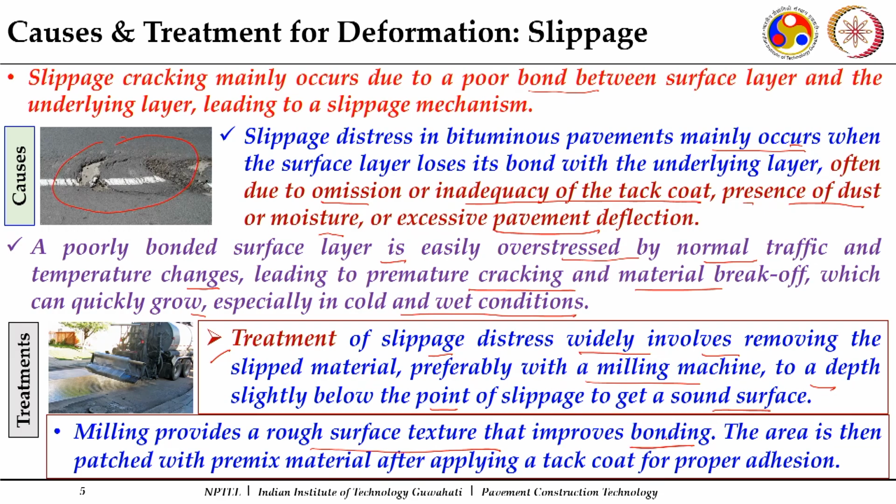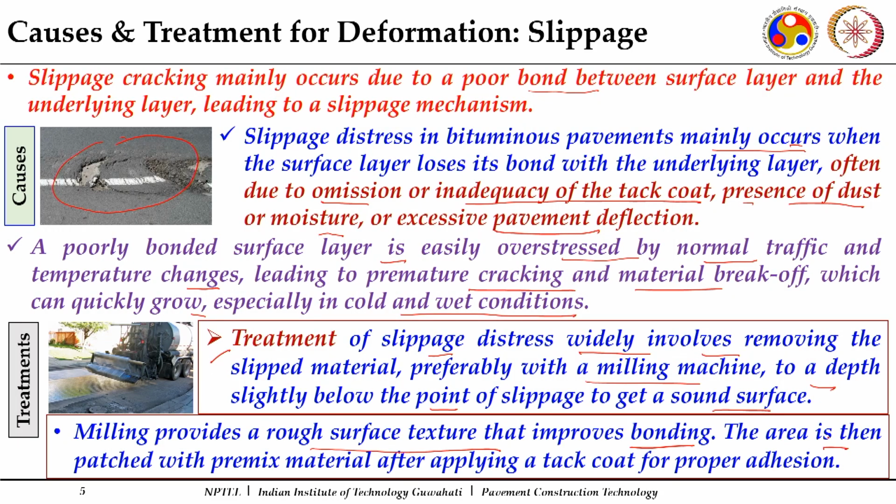So, once we mill it into the sound surface to a certain depth, normally you get a rough surface also. Then you apply the tack coat, followed by whatever premix material matches with the existing one, which is laid and compacted so as to achieve the required density. So, this is the usual practice which is normally done.